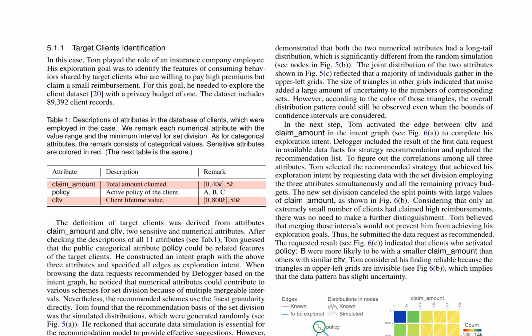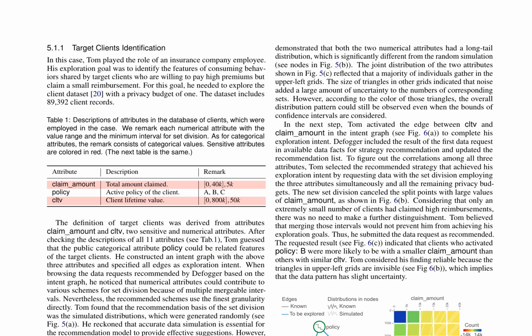In the realm of data-driven marketing, identifying target clients who are willing to pay high premiums but claim small reimbursements is a crucial task. This paper presents an innovative approach to achieve this goal through progressive data exploration, leveraging the power of differential privacy.